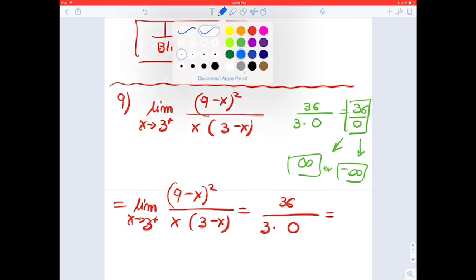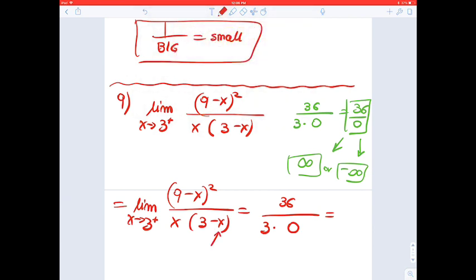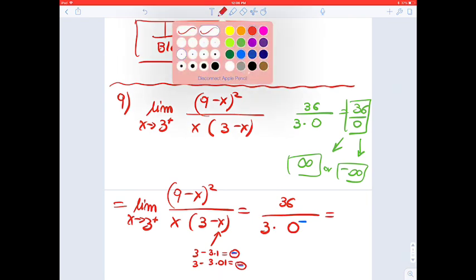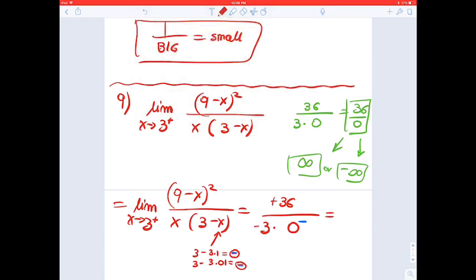This is 0 of course, but theoretically it's not exactly 0, because x is not 3. 3 from the right-hand side means 3.1, or maybe closer. 3 minus 3.1 gives me a small number, but negative. That means the 0 is negative. Positive 36 over a negative small number gives me arithmetically negative, and of course the limit is negative infinity. A finite number over 0, a number over a small number, is a big number, in this case negative.